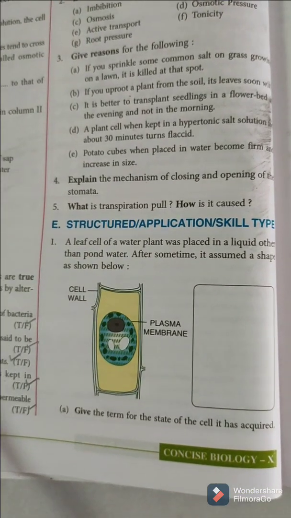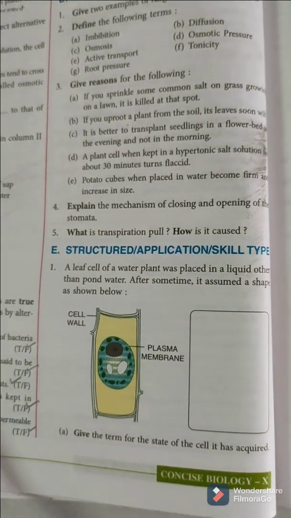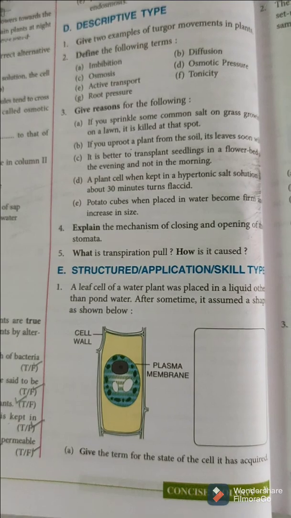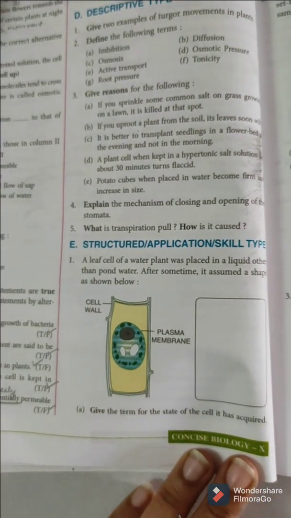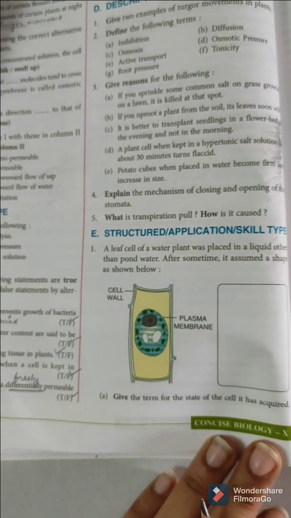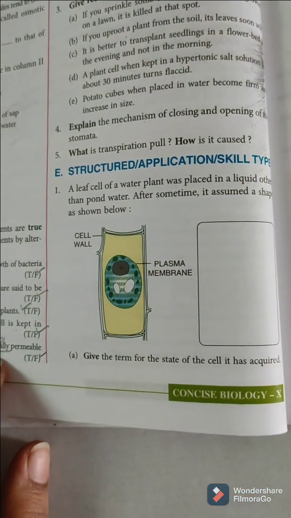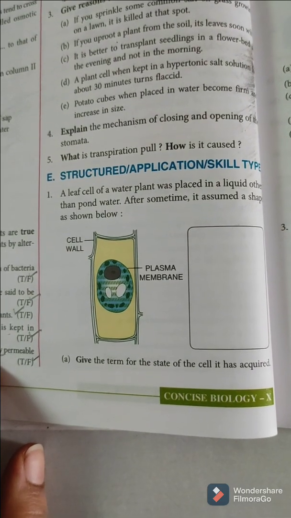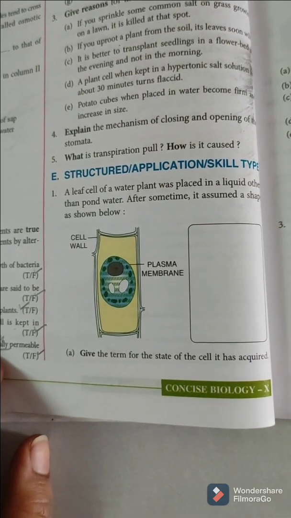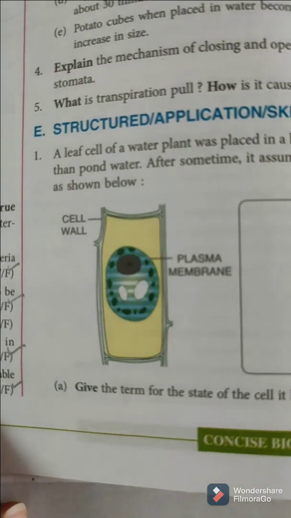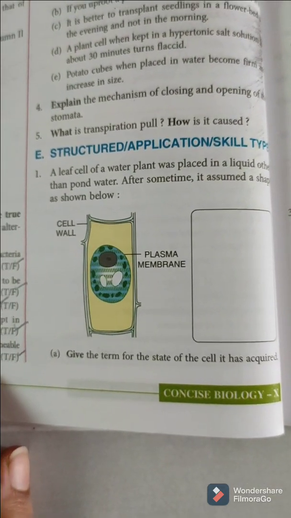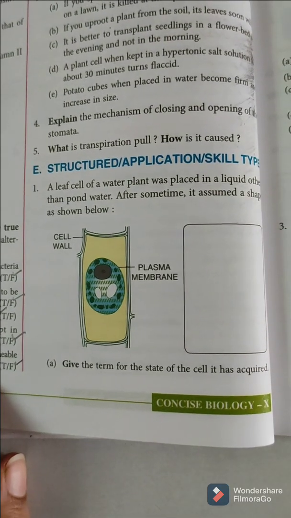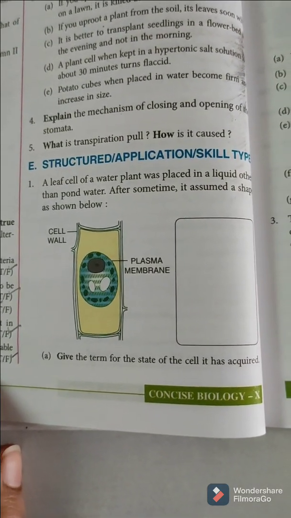So leaf cell of a water plant was placed in a liquid other than pond water, and after some time it assumed a shape as shown below. Right. So now we have to answer the given question. Give the term for the state of water it has acquired. You can see cell is turgid. What you can say? The cell is in the state of turgidity.